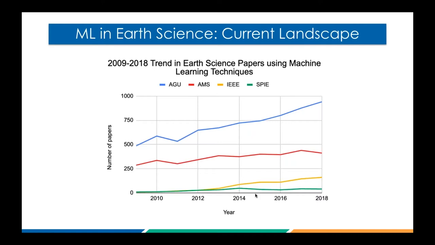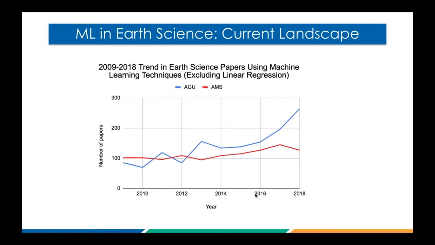But we were really intrigued by the review papers, and we wanted to see how well machine learning as a tool has been adopted within earth science. We started to do a review of literature, and we looked at journals from AGU, AMS, IEEE, and SPIE to look at the trends for the last 10 years, and you can see a dramatic increase in machine learning within these journals. If you remove linear regression, which turns out to be one of the most common approaches that people use in their analysis, the trend is still the same. It's a remarkable increase in machine learning techniques being used in scientific research.